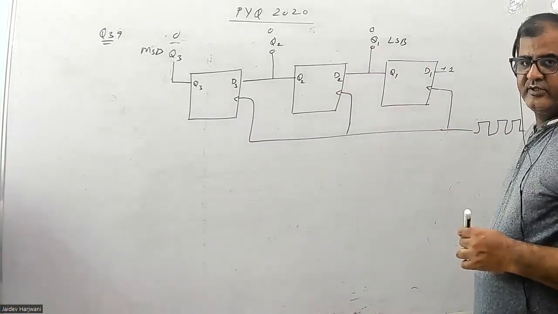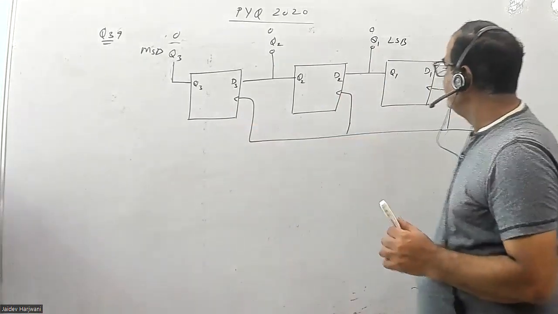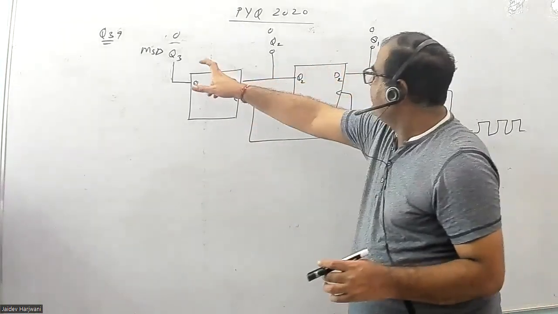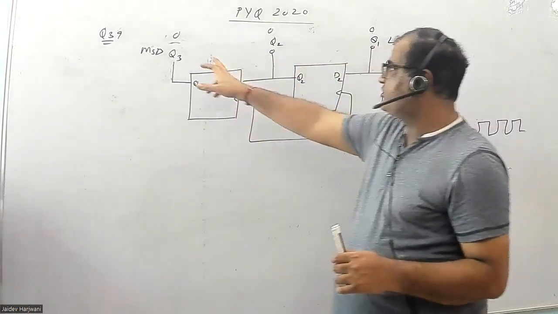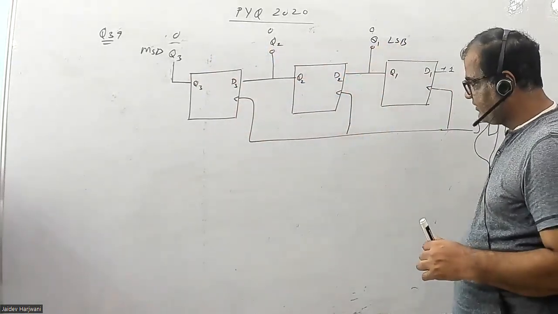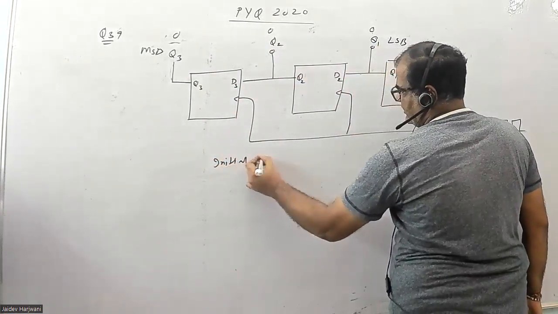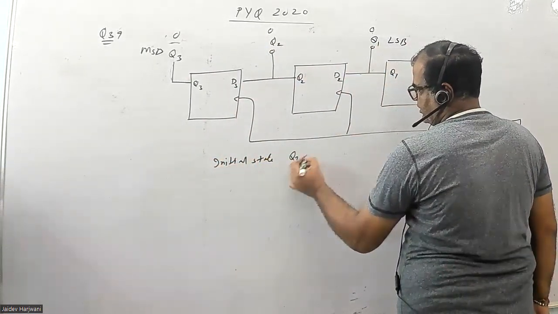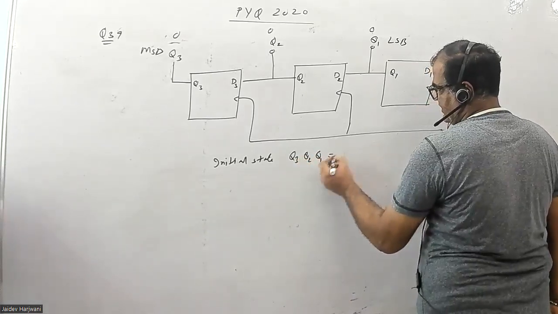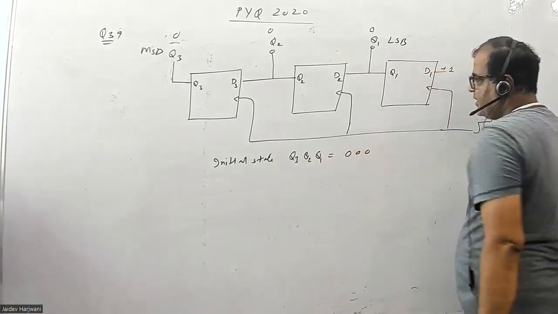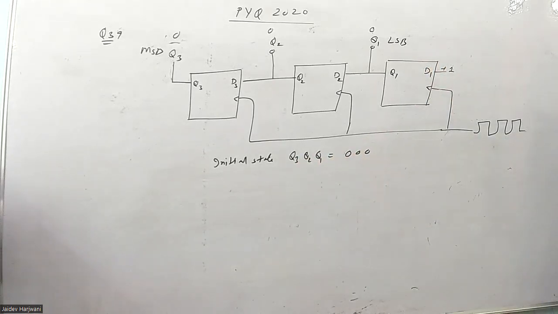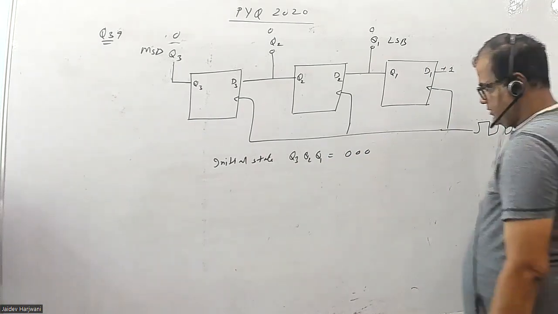So they have given you a 3-bit register whose initial state is given by Q3, Q2, Q1. Your Q3 is your MSB while your Q1 is LSB. So the initial state Q3, Q2, Q1 is given as 0, 0, 0. Now in the question they're asking what will be the output, Q3, Q2, Q1, after the arrival of the second falling edge of the clock. Okay, so let us see.